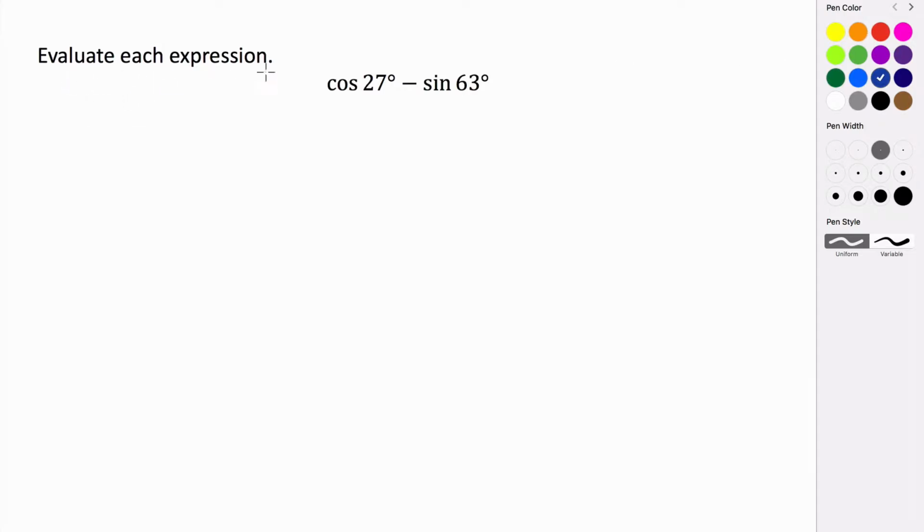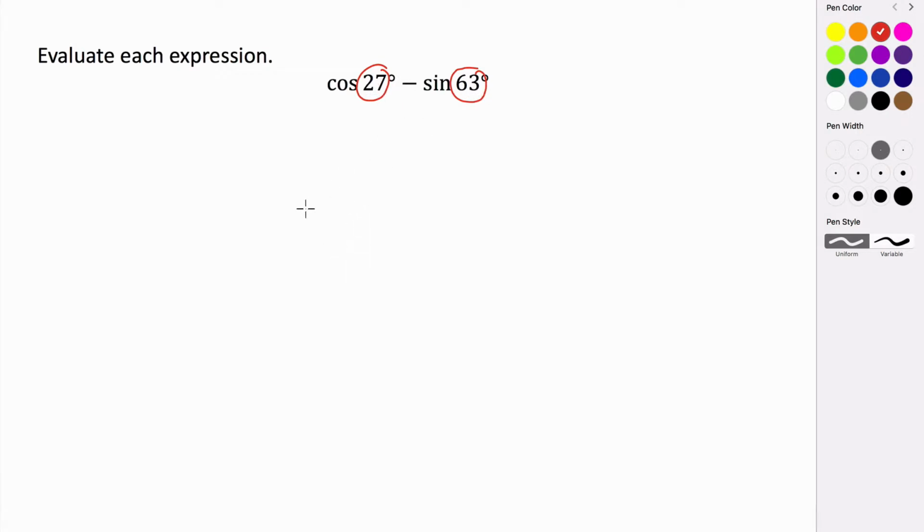In this example, we want to evaluate the expression cosine of 27 degrees minus the sine of 63 degrees. Now, neither of these are values that we know on the unit circle, and they're not nice values that we can use like a sum or difference formula, half angle formula, anything like that. But one thing that we might recognize is that 27 and 63 are actually complements of each other.